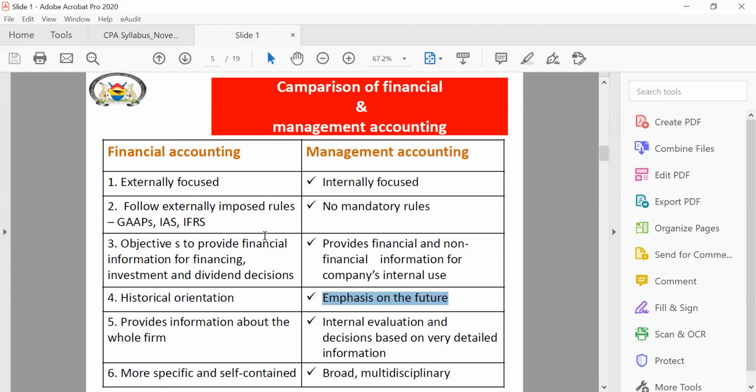So that is what we have. And then, of course, lastly, financial accounting is more specific, self-contained, because we have a framework which we use to report, and the framework is composed of these different rules. Management accounting is limitless, much broader, multidisciplinary. We are now speaking about technology advancement and so on, which you will not find in financial accounting, okay?